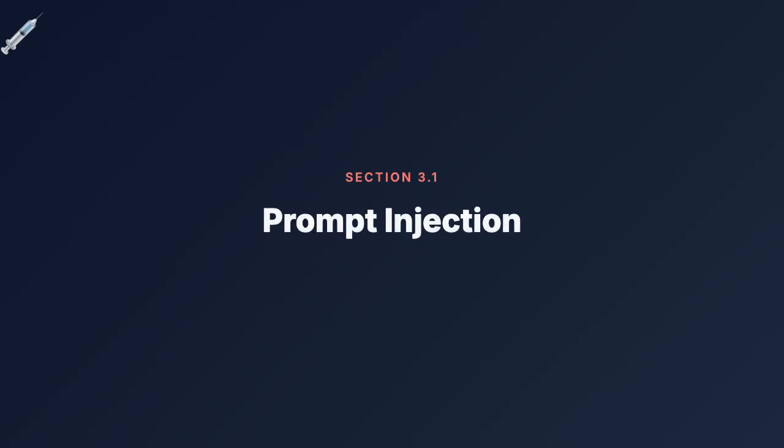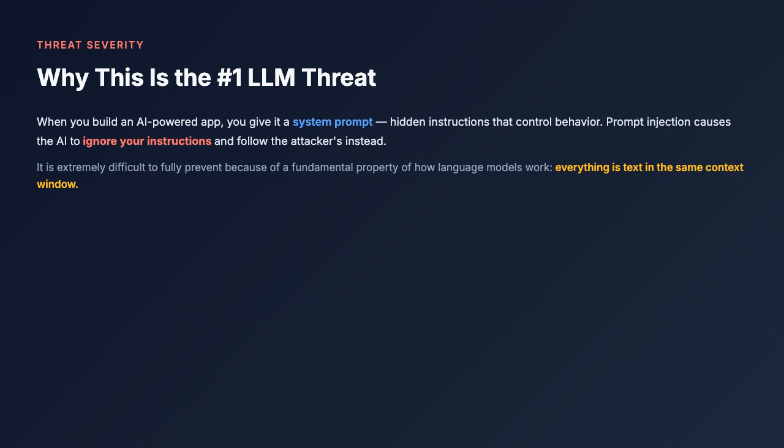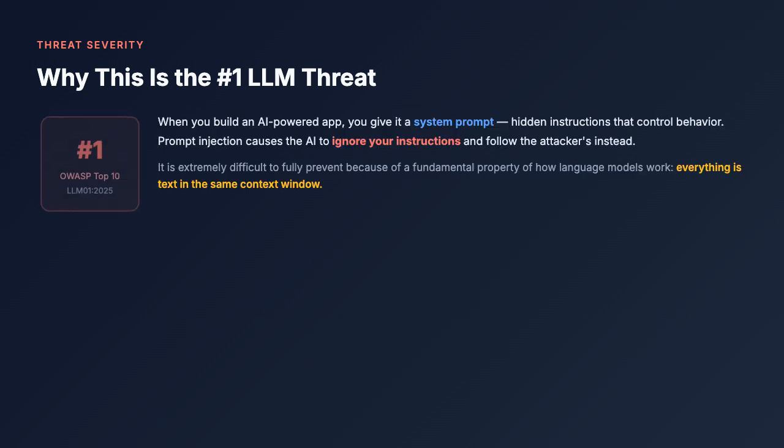Section 3.1: Prompt Injection, Hijacking the AI's Instructions. When you build an application powered by a large language model, you give it a system prompt, hidden instructions that control its behavior. Prompt injection is an attack where malicious text causes the AI to ignore your instructions and follow the attacker's instead. It ranks number 1 on the OWASP Top 10 for LLM applications.